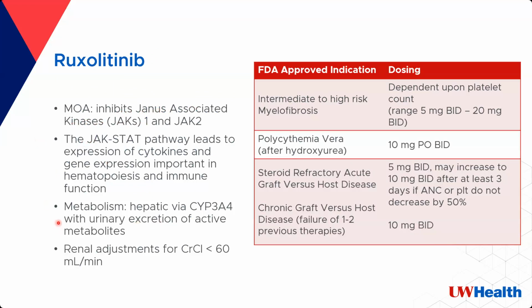Ruxolitinib is hepatically metabolized by CYP3A4, and it does require upfront renal dose adjustments using what I would consider maybe a little bit higher creatinine clearance cutoff of 60. There are multiple approved indications for ruxolitinib: intermediate to high-risk myelofibrosis, polycythemia vera, and then probably where we see it more commonly is going to be steroid refractory acute GVHD, and also chronic GVHD after failing 1 to 2 previous lines of therapy.